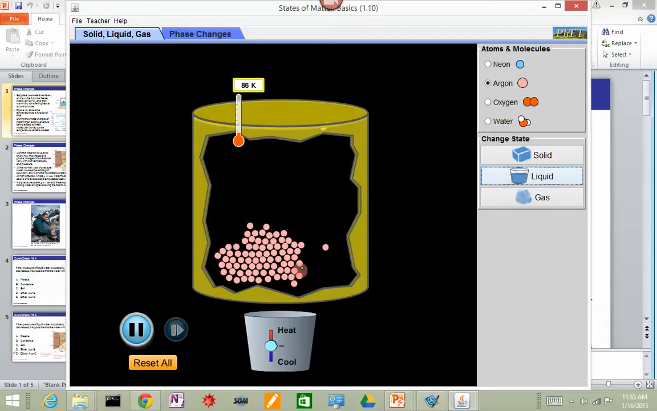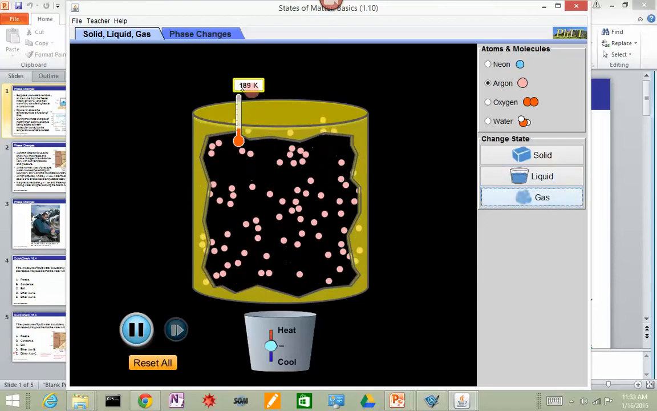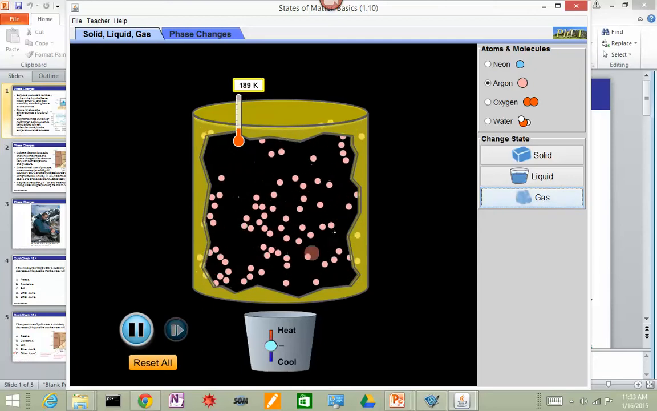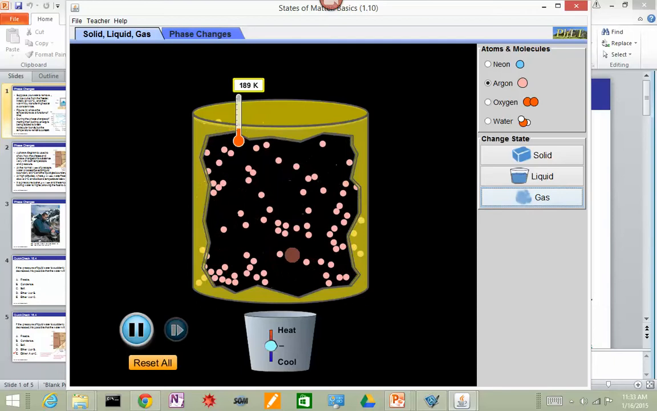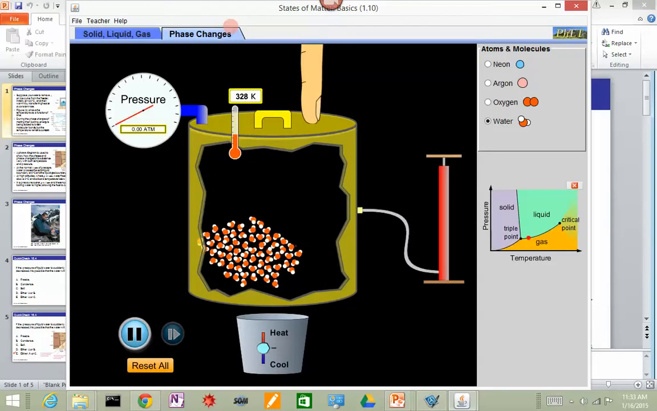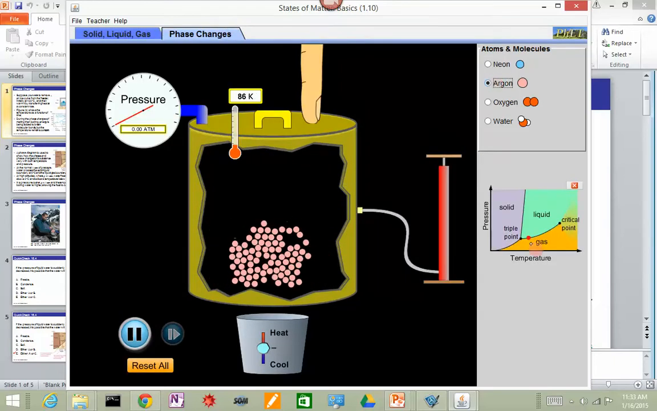You can see that now the particles move. Some of them just fly away, but they try to stay together. This is a compressible system; you can change the volume. An incompressible system, excuse me, you cannot change the volume much. And now finally in a gas you have 189 Kelvin here, and this is the gas state. To describe these systems we use what we call a phase diagram.